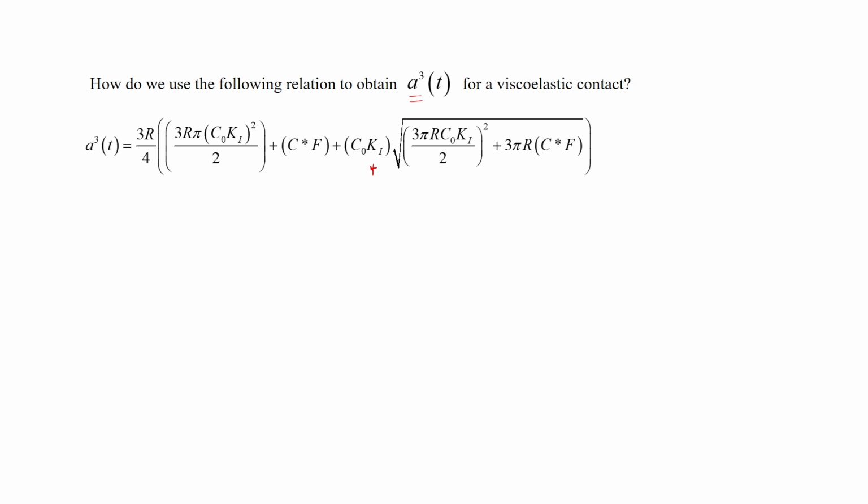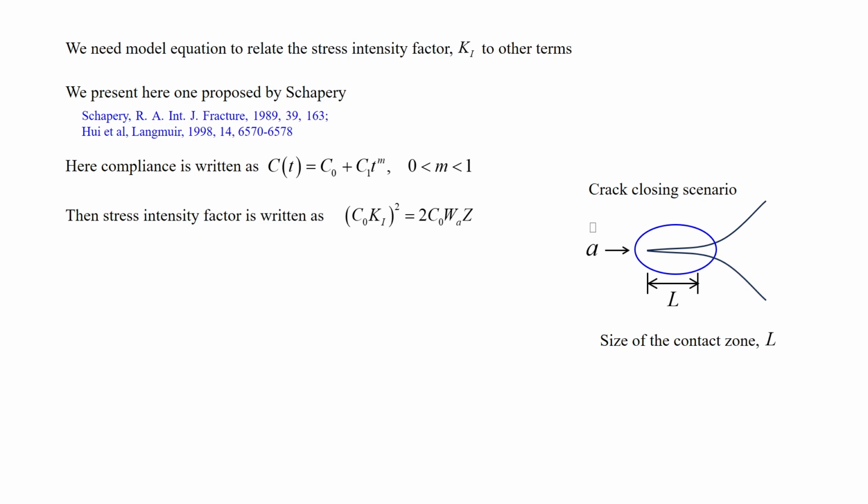So for viscoelastic contact, we need to use some kind of model equation, and that is there. These points have been discussed very nicely in these papers, you can have a look at them. What one needs to do is consider C, the compliance, and how it varies with respect to time. One can get this C(t) from experimental data as a function of C0 plus C1 times t to the power m, let us say.